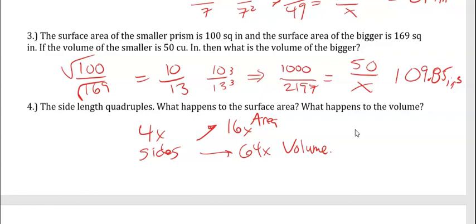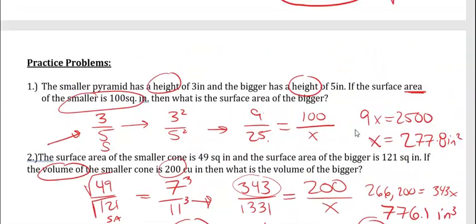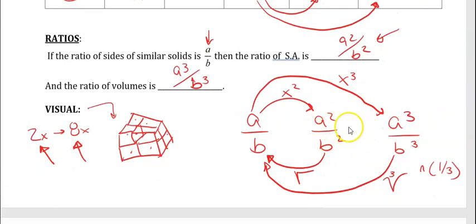Does anybody have any questions about how to jump around? This is the most important part right here. This tells you how to jump from ratio to ratio.